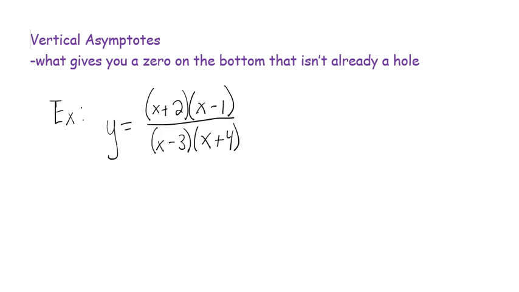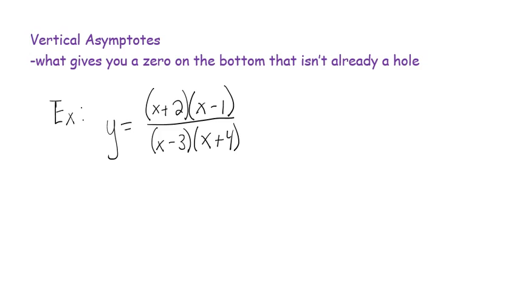Okay, the next thing I want to talk about is vertical asymptotes. Vertical asymptotes we have seen before in this class. We've talked about them with the tangent graph, and we talked about them with our toolbox functions 1 over x and 1 over x squared. As you know, vertical asymptotes are lines that the graph gets close to, but it doesn't cross.